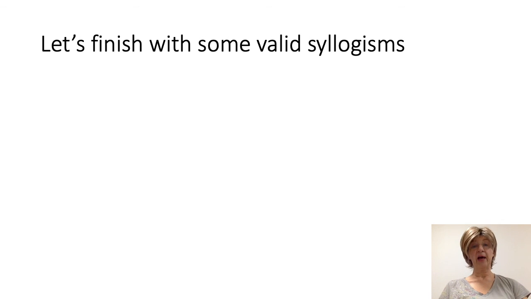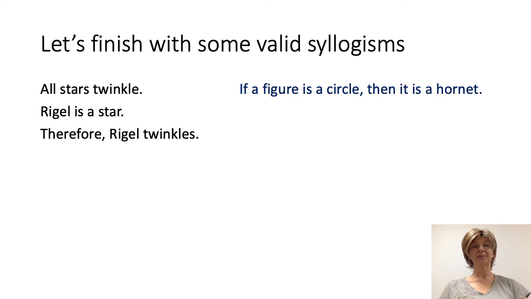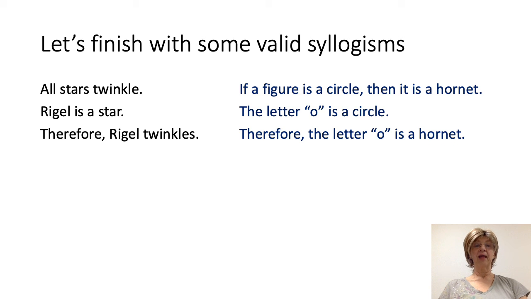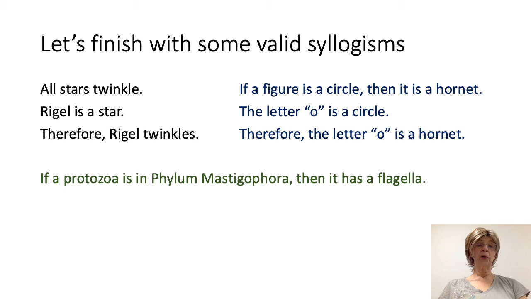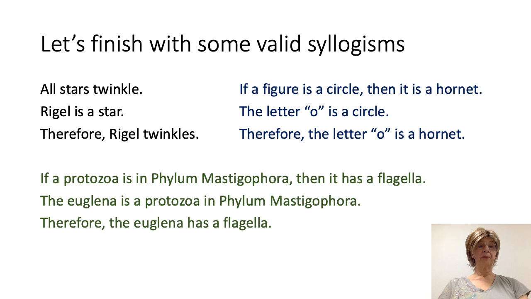Let's finish with some valid syllogisms. All stars twinkle. Rigel is a star. Therefore, Rigel twinkles. If a figure is a circle, then it is a hornet. The letter O is a circle. Therefore, the letter O is a hornet. If a protozoa is in phylum Mastigophora, then it has a flagella. The euglena is a protozoa in phylum Mastigophora. Therefore, the euglena has a flagella.